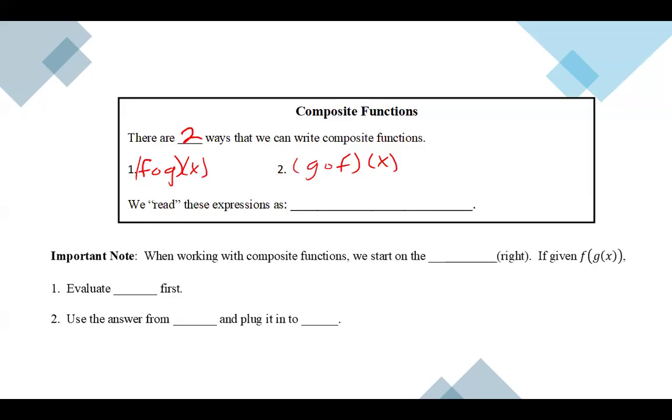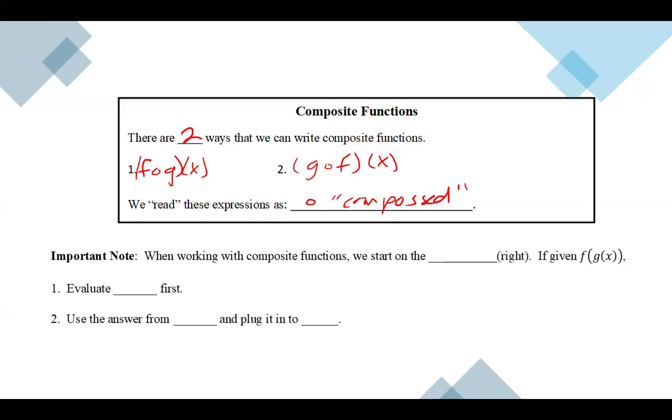When you have this little open circle, we're going to read it as "composed." It is not multiply. Back in my sophomore year of high school, I called this the fog and goth process. Time to fog and goth.